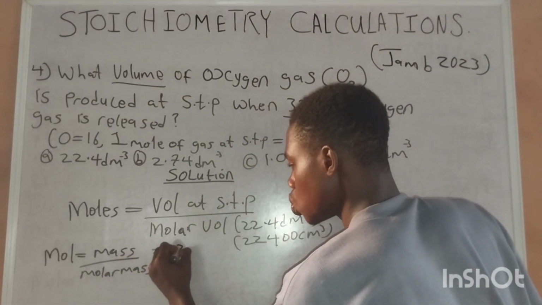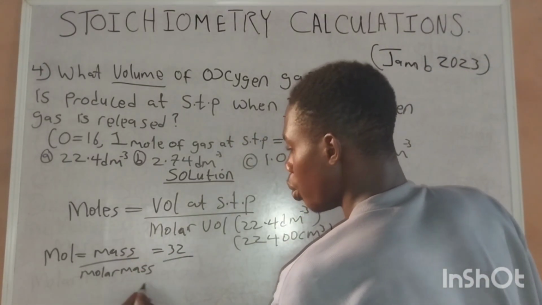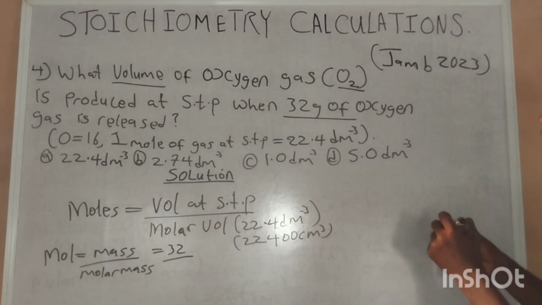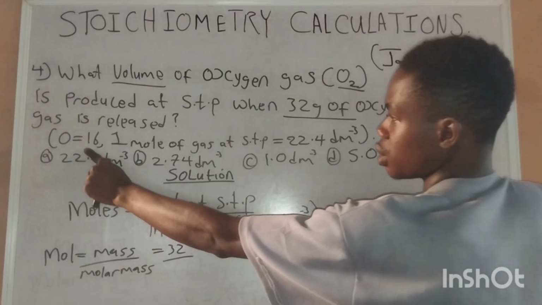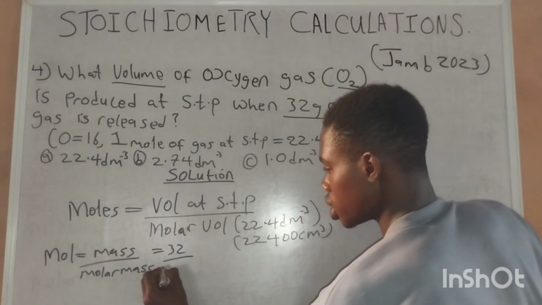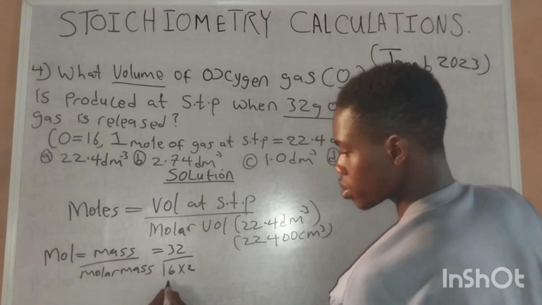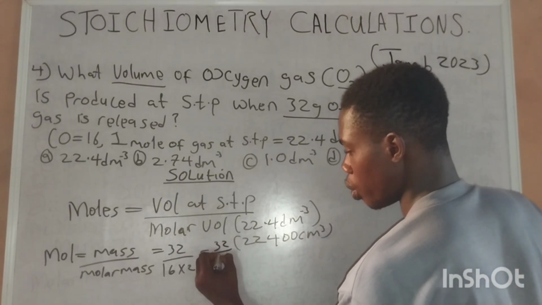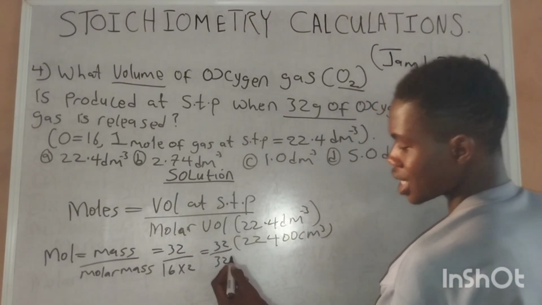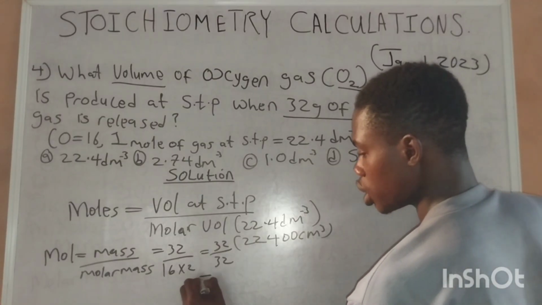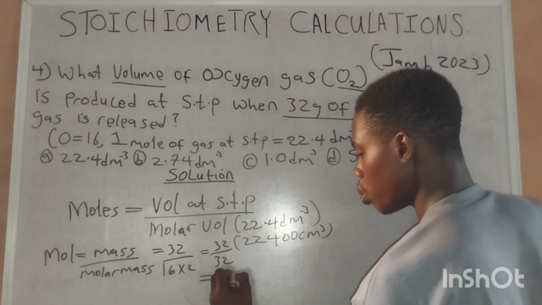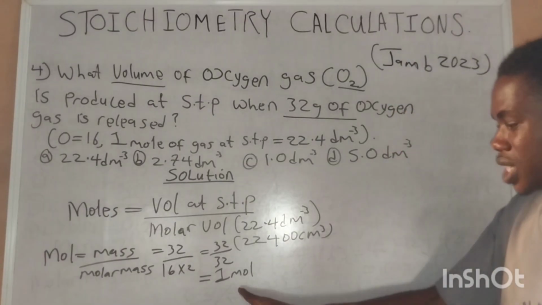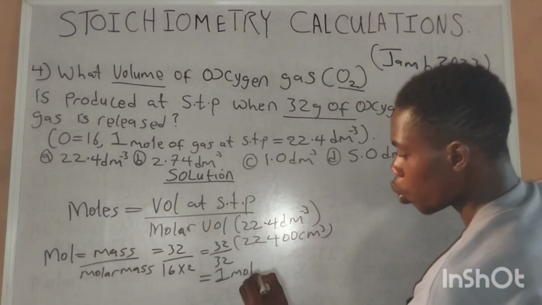So mole equals 32 divided by the molar mass. We're going to use this O2 to find the molar mass. Oxygen is 16, they give us in the question. So this is 16 times 2, which is the same thing as 32. So 32 divided by 32 is 1. So equal to 1 mole. So our mole is now 1. Please take note of this, it is our final answer for the mole.